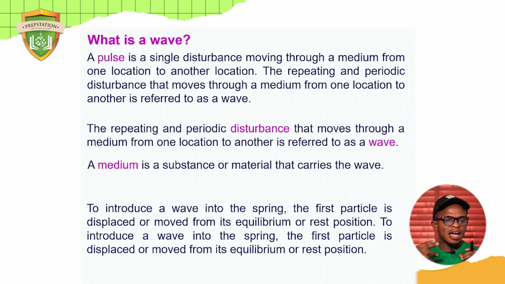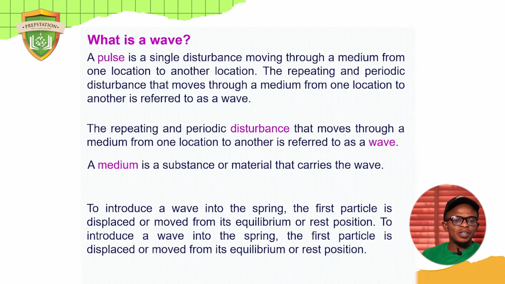A disturbance, and that disturbance is able to create what is called a wave. Okay, remember I told you a wave is what? A disturbance that travels through a medium. Now, the repeating and periodic disturbance that moves through the medium from one location to another is referred to as a wave. I'm still trying to explain what a wave is, okay?